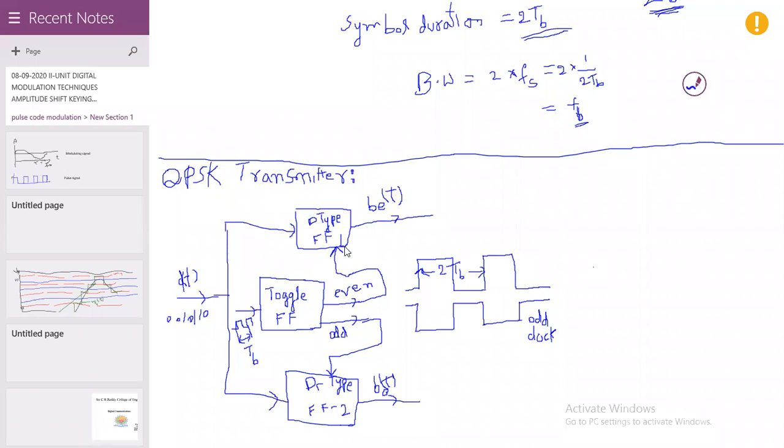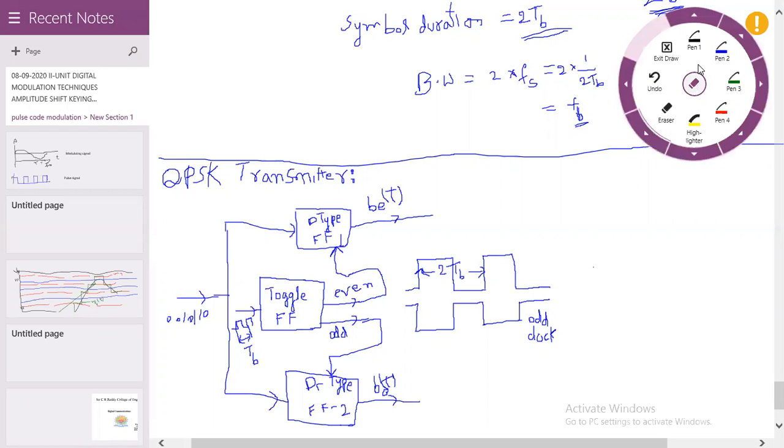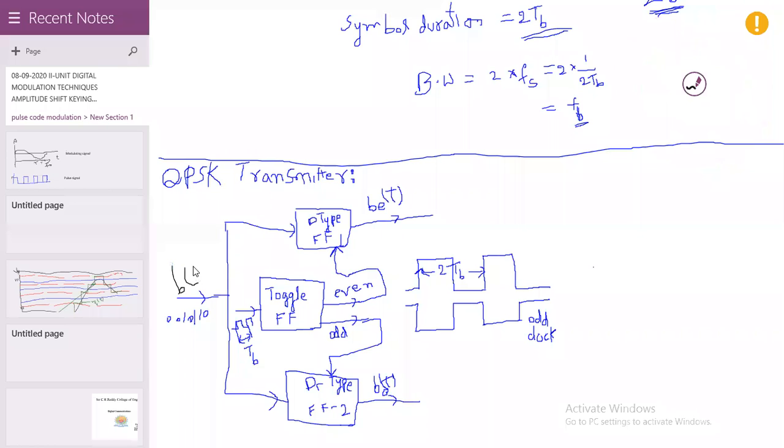So here, please once again look into this one. This is a data signal. Here we can represent it as V of t also, because P naught of t is indicated here. We can indicate that the data signal is a V of t signal. That is given to D-type flip-flop 1 and D-type flip-flop 2.